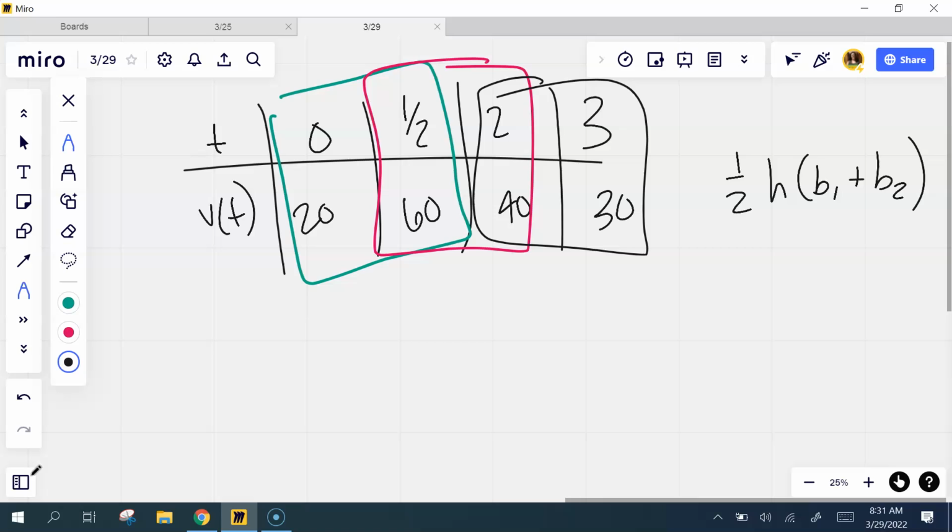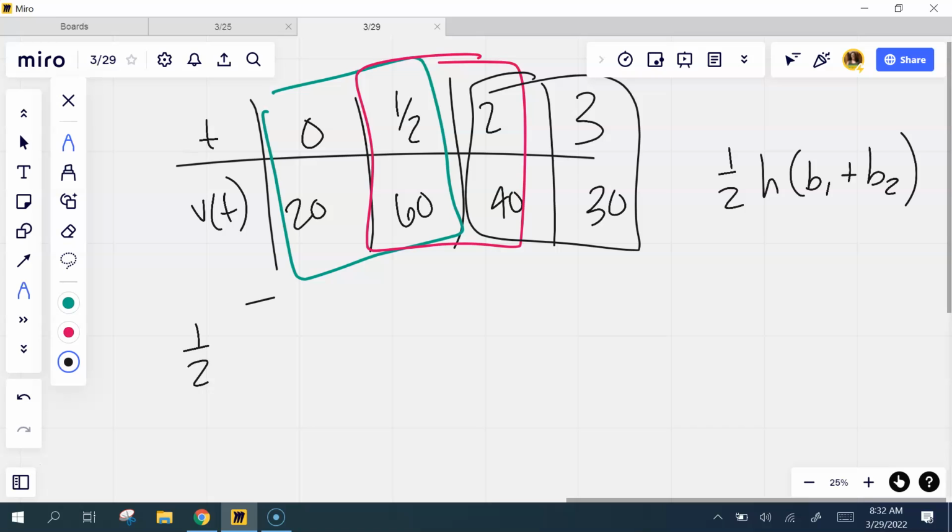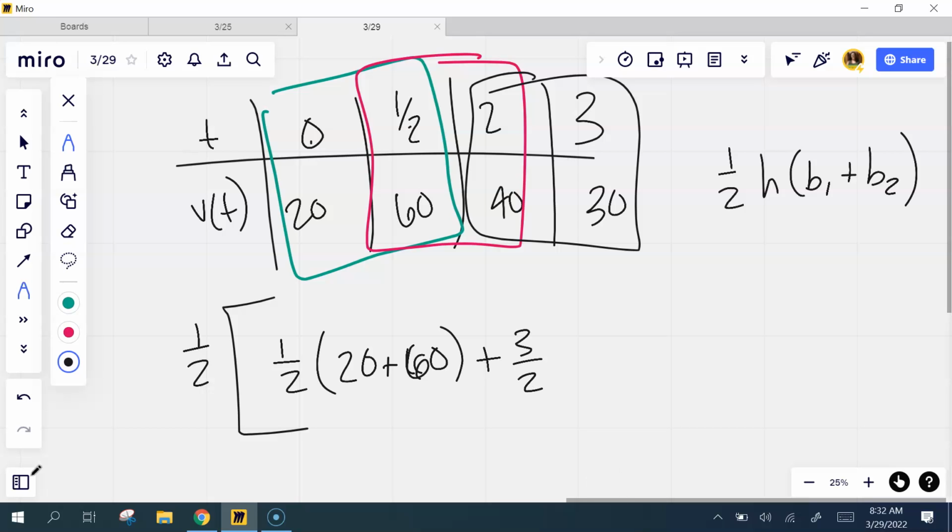It says number 4, trapezoidal sum with 3 subintervals from 0 to, and then it becomes just a computational thing. Everything's got a 1/2, so I just put that on the outside and know to multiply everything by that in the end. But the height varies, so I have to do the height each time. So from 0 to 1/2, that's a height of 1/2. Base 1 plus base 2. Plus, then the pink trapezoid here, 1/2 to 2 is how many? 1.5, or 3 over 2, and then 60 plus 40.